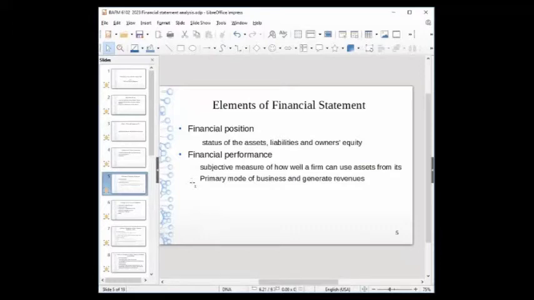The elements of financial statements include the financial position and financial performance. Financial position is the balance sheet, and this is the status of the assets, liabilities, and owner's equity. And financial performance is the income statement, and this is the subjective measure of how well a firm can use the assets from its primary mode of business and generate revenues.